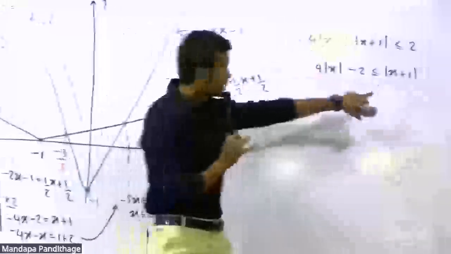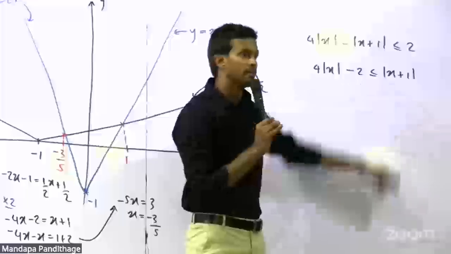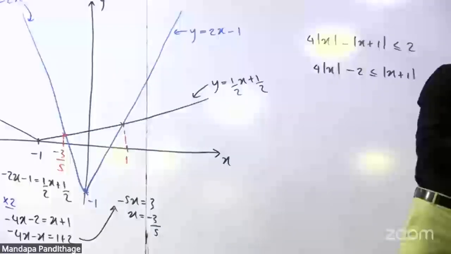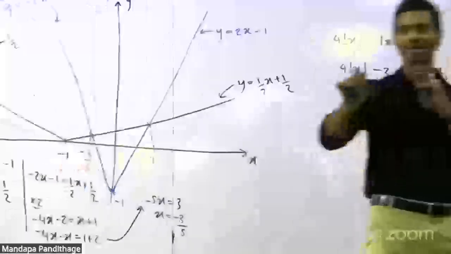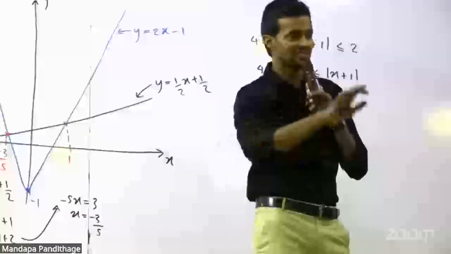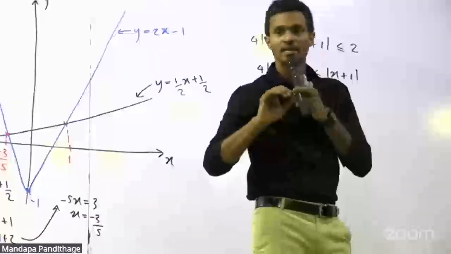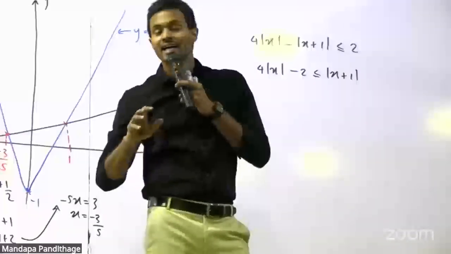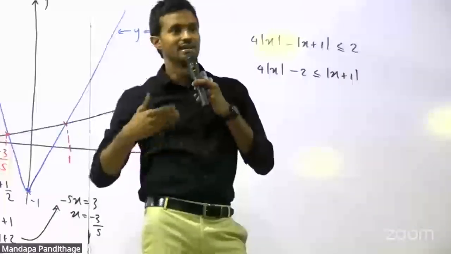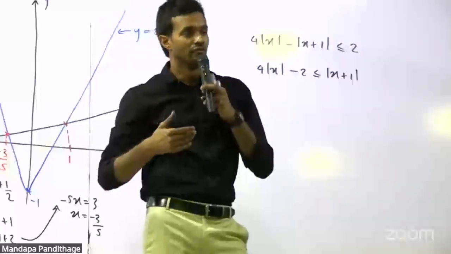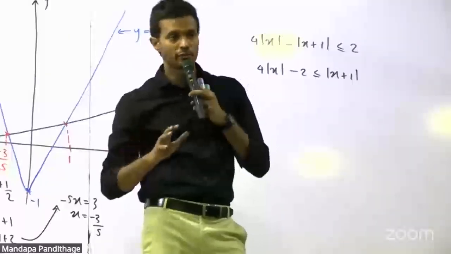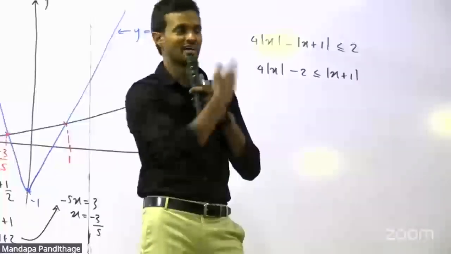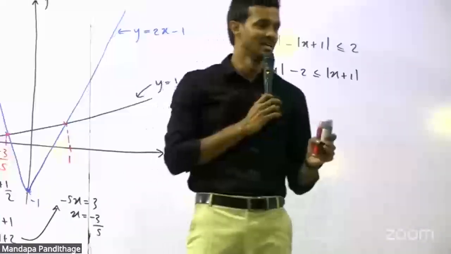Half. So how can you get a half here? By dividing by 2. Can't we divide an inequality by 2? Can or can't? We can divide both sides of an inequality by a positive number. I'm asking in general.